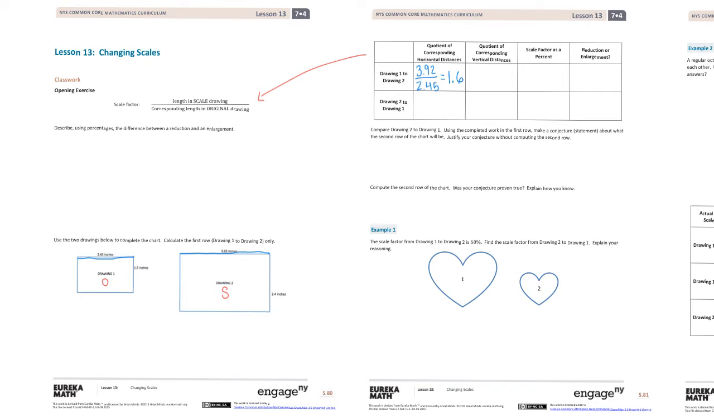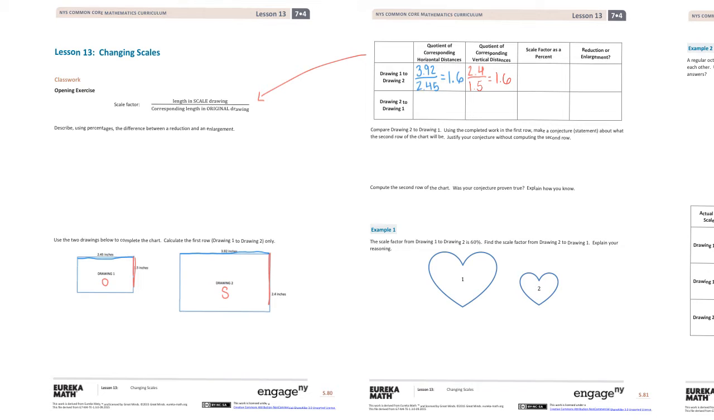Okay, now let's find the quotient of the corresponding vertical distances. So here are our vertical distances. And still our drawing on the left is our original and the drawing on the right is our scale drawing. So we're going to have 2.4 divided by 1.5. Go ahead with your calculator again, solve this division problem. Okay, and you would have gotten 1.6 again.